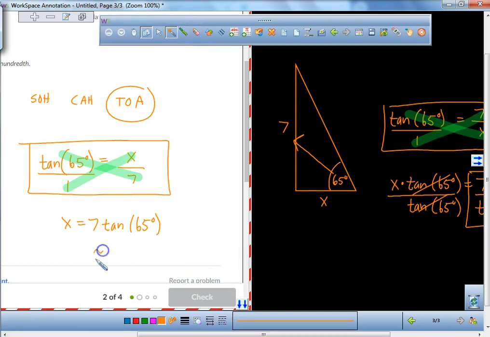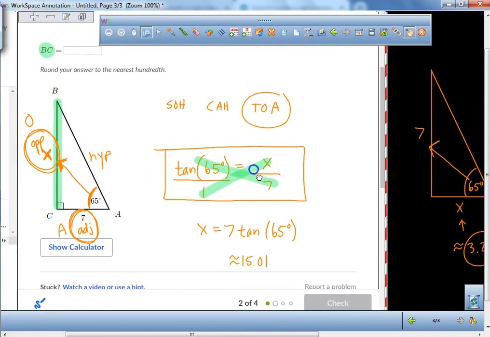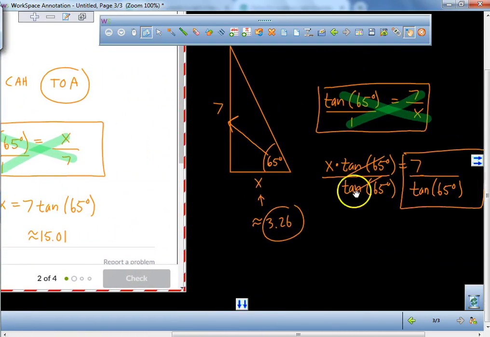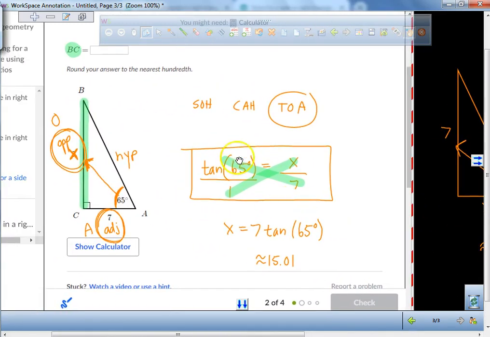So I'm going to write down for this one, it's going to be 15.01. But for this value of x, that's going to be approximately 3.26, which kind of makes sense if you think about it. If that's 7, this is definitely going to be less than 7. Whereas on this one, if that's 7, that's going to be definitely a lot more than 7. So make sure you have this scenario in your journal where you eventually would have to divide, or the easy scenario where all you have to do is just cross multiply and you're done.